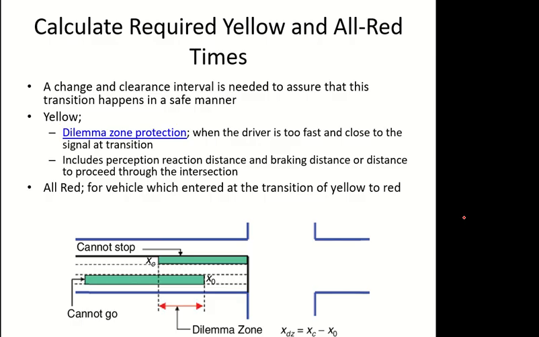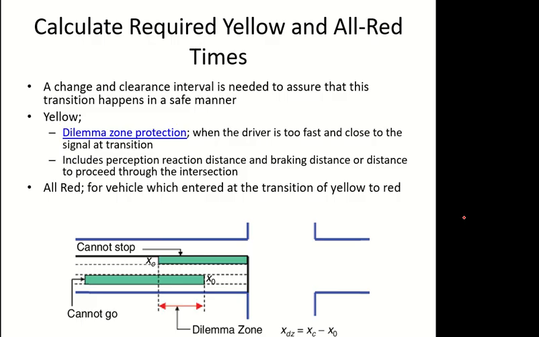People in the dilemma zone should get enough yellow time to look at the yellow signal and decide, and basically we assume that they will go, the most critical case. But if they decide to stop, obviously they have enough distance to stop as well. So yellow is for somebody who is in the dilemma zone, very close to the stopping distance, and the yellow is enough for that person to cross the stop line.